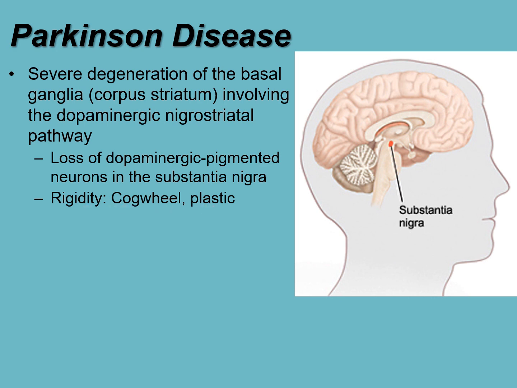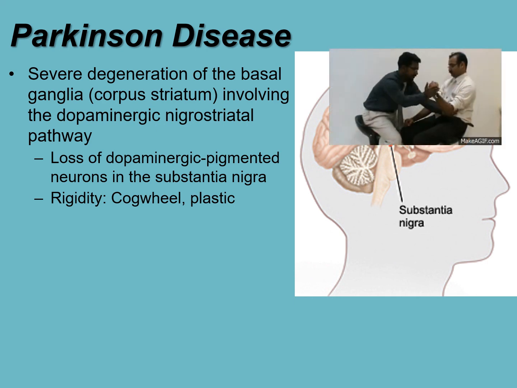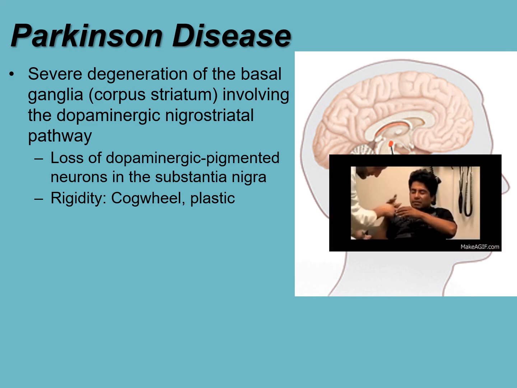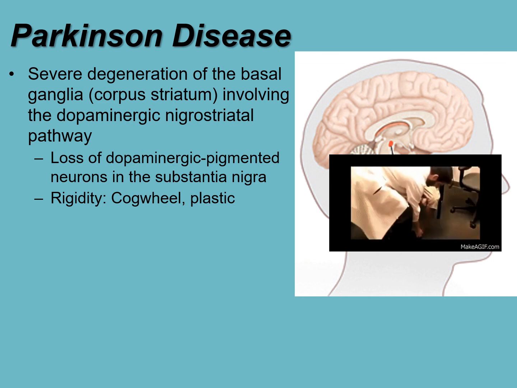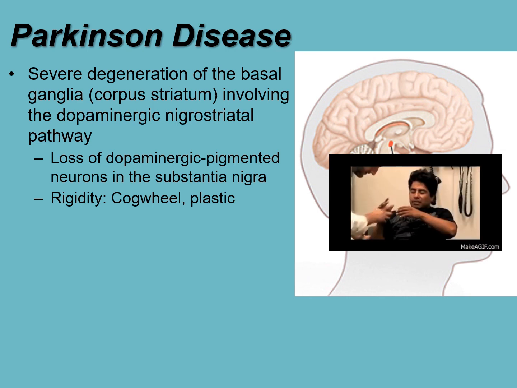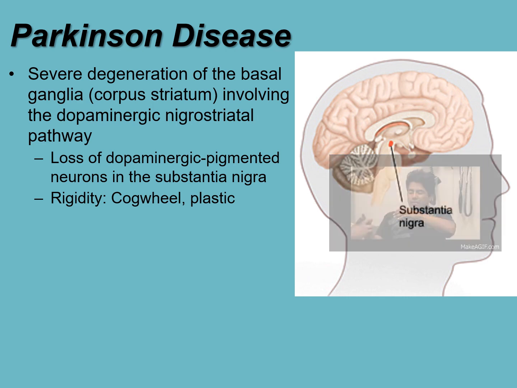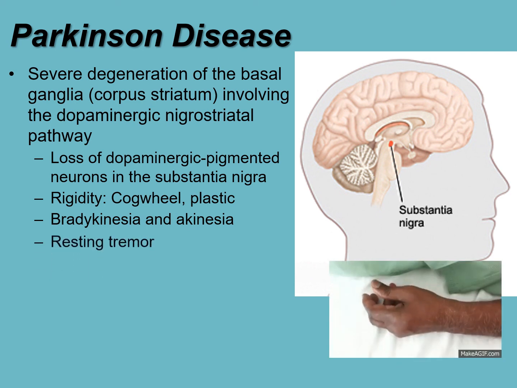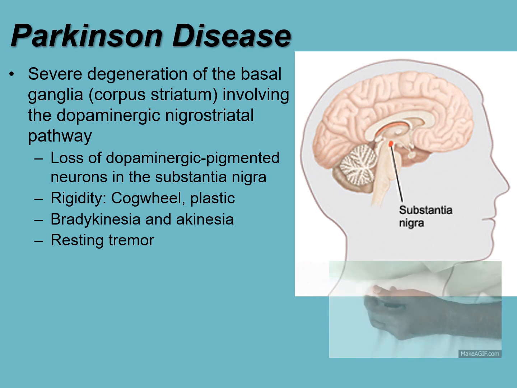We might see rigidity. For instance, this is a form of what's known as cogwheel rigidity, as opposed to, say, lead pipe or plastic rigidity. We're not here to discriminate between these two. It's a little bit hard to see in this image, but nevertheless, there are different kinds of rigidity that have been documented. We also have, again, slowing or loss of movement ability altogether, coupled with things like tremors. This happens to be called a pill rolling tremor in the hands, very, very common in Parkinson's patients.